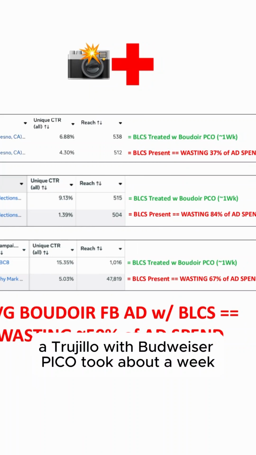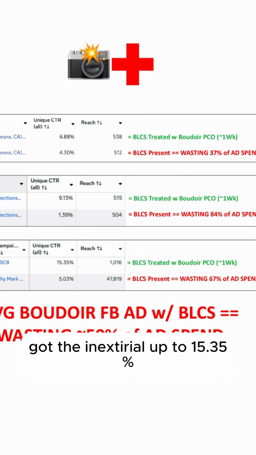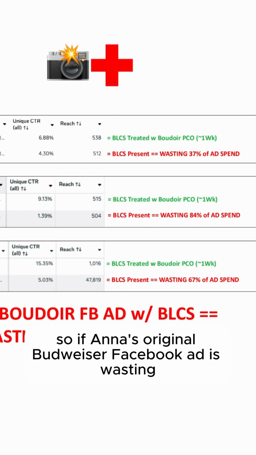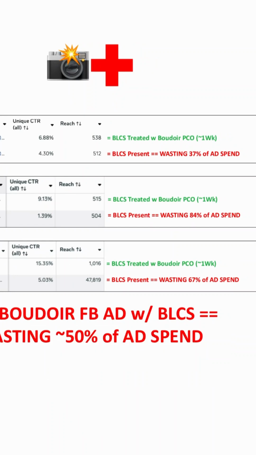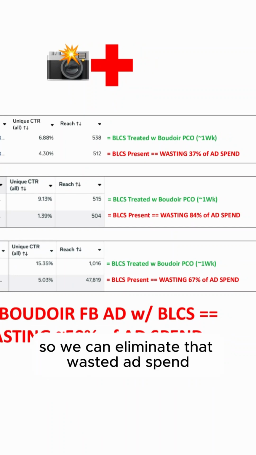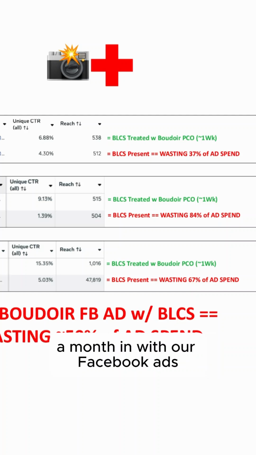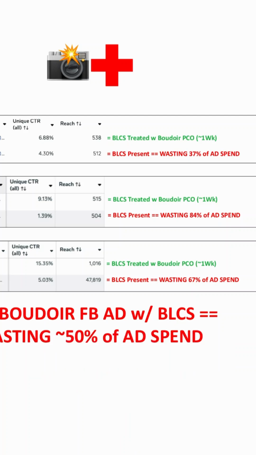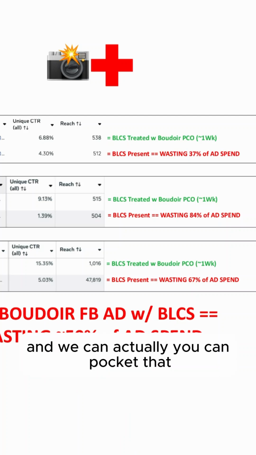Treated with Boudoir Pico took about a week. Got the unique CTR all up to 15.35%. So we found out his original Boudoir Facebook ad was wasting 67% of his ad spend. So we can eliminate that wasted ad spend. If you're spending 10 grand a month in Boudoir Facebook ads, we can eliminate that 6,700 bucks a month in wasted ad spend, and you can pocket that.